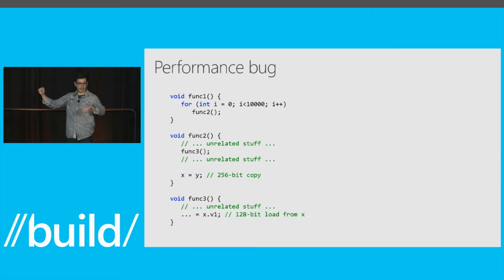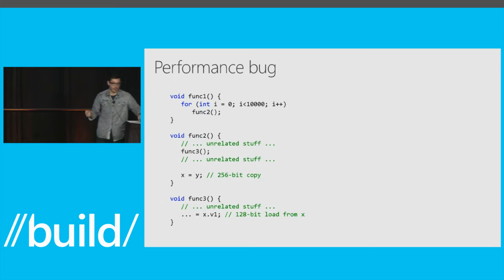We do i++. It's now 101. We do the check to make sure it's still less than 10,000. It is. We call func2, actually calling it. Inlining doesn't come into account here. We do some unrelated stuff. We actually call func3. Func3 does some unrelated stuff. And then that's our 128-bit load that's causing the store buffer problem with that 256-bit store 4 function calls ago and 1 iteration of the loop ago.